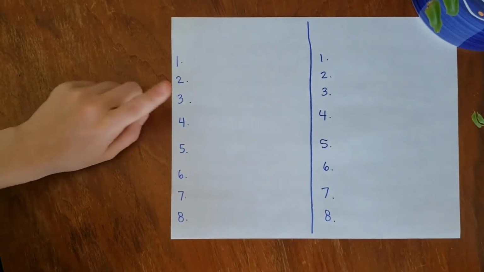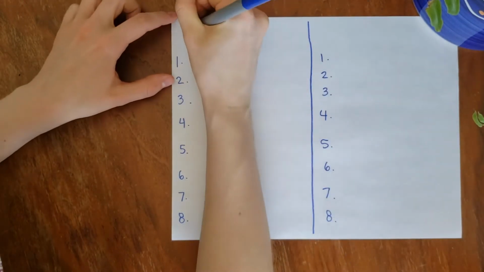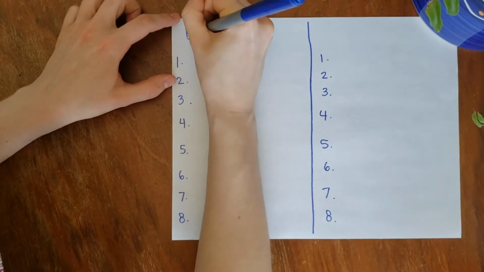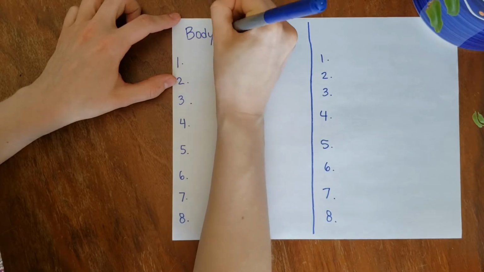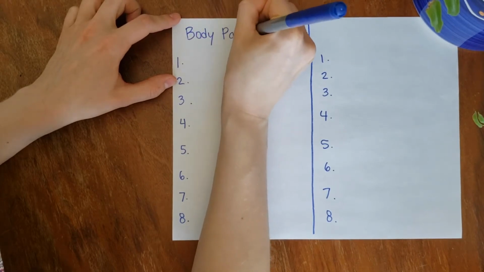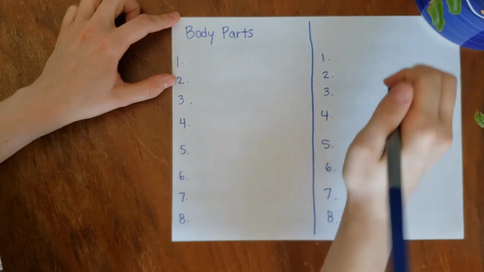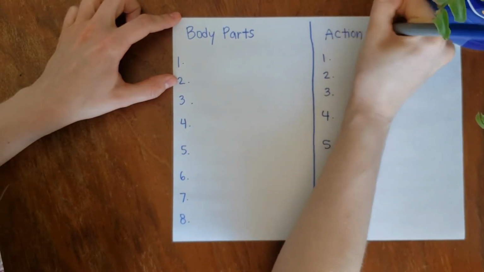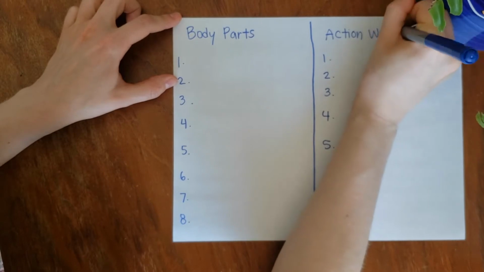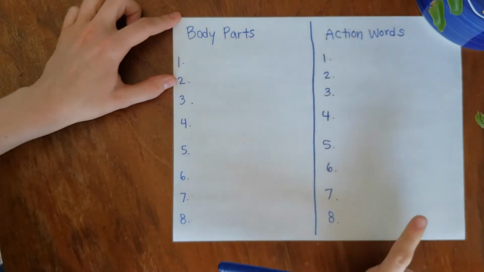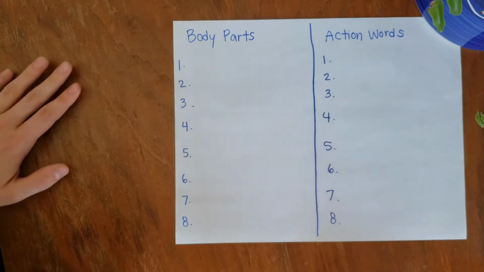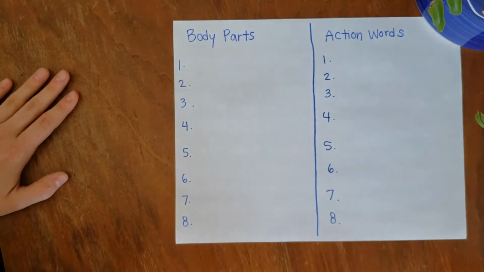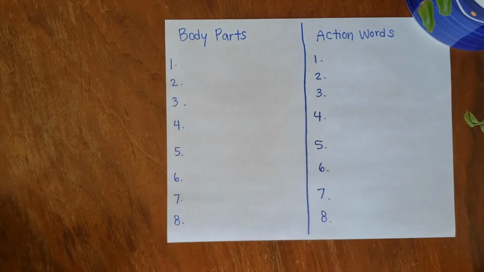This first column will be for writing out 8 body parts. You'll use these body parts to create your movements for your dance. The second column will be for writing out action words. These might be a little bit more abstract or open to interpretation. But don't worry, we'll give lots of examples of how to turn words from this column into movement. And remember, this is your dance. There's no right or wrong, and you can interpret your words any way you want.